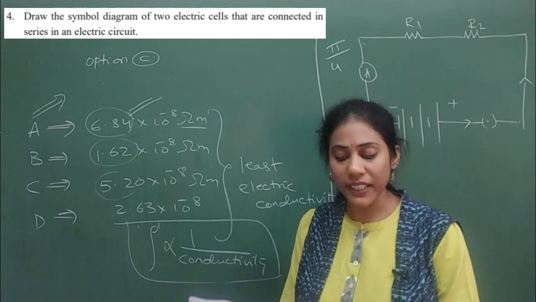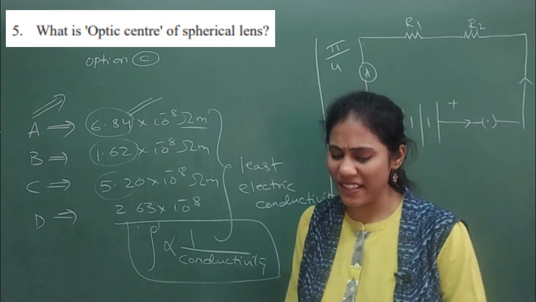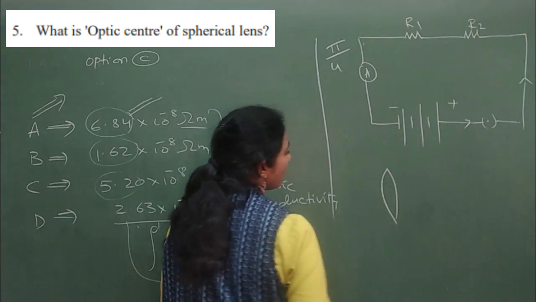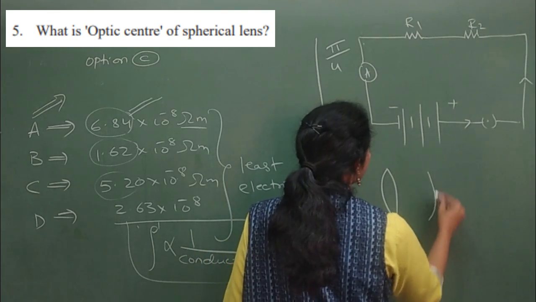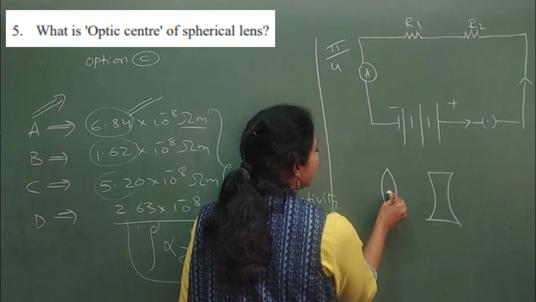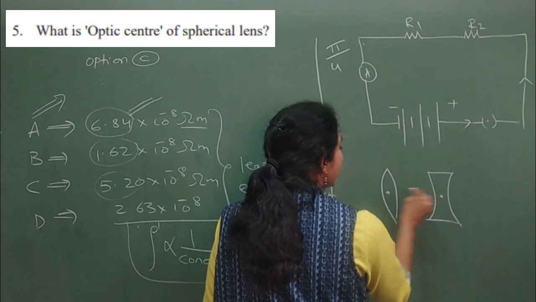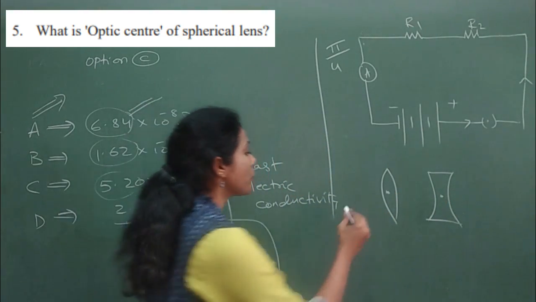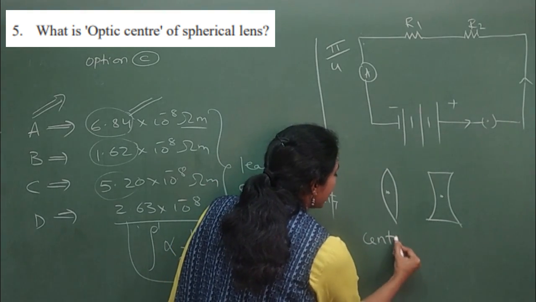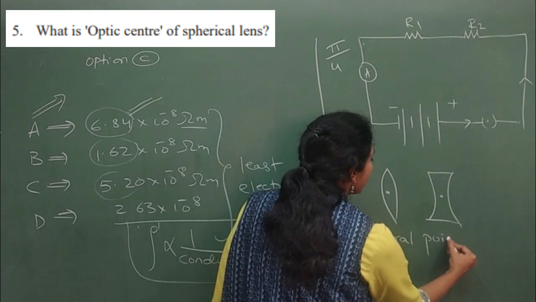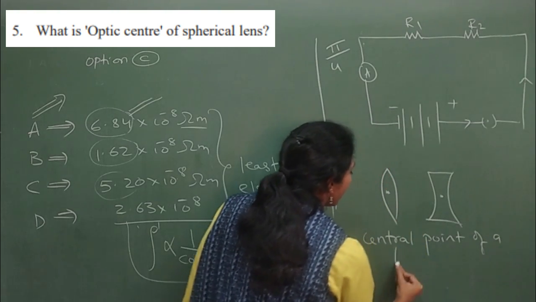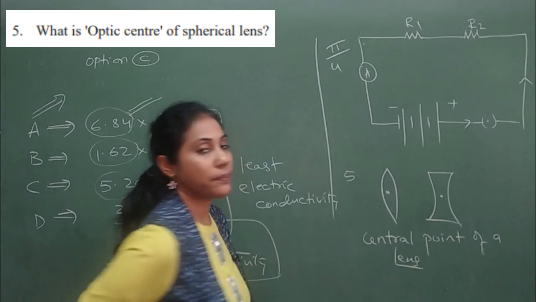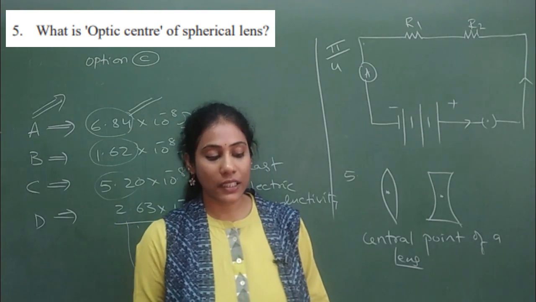And fifth question, what is optic center of spherical lens? It's very simple. Spherical lens, you have 2 spherical lens, right? One is a convex lens, the other one is concave lens, and the center point of a lens is called as optic center. Okay, so what is the definition you will write? Central point of a lens is called as optic center. So that is the answer for 5th question. So with this we are done with 1 marker questions.